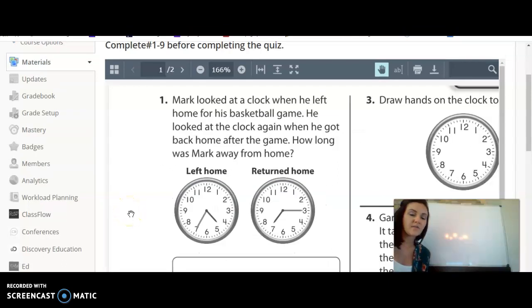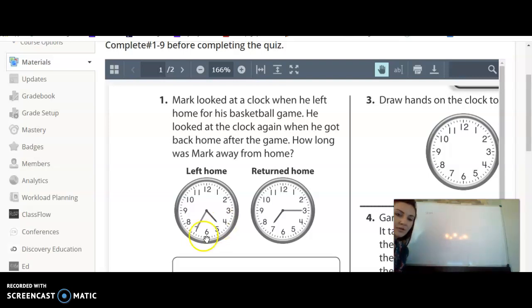So now that you solved this problem, let's read this one more time and solve it together. It says, Mark looked at the clock when he left home for his basketball game. He looked at the clock again when he got back home after the game. How long was Mark away from home? So as we're looking at our time, we want to look at the time that they left first. So that would be your start time.